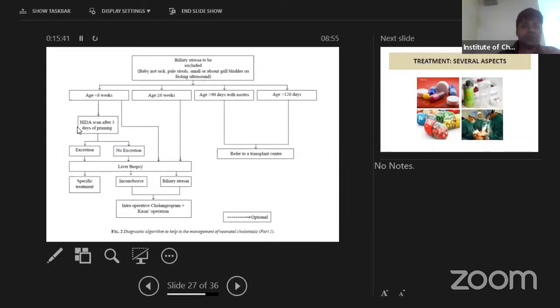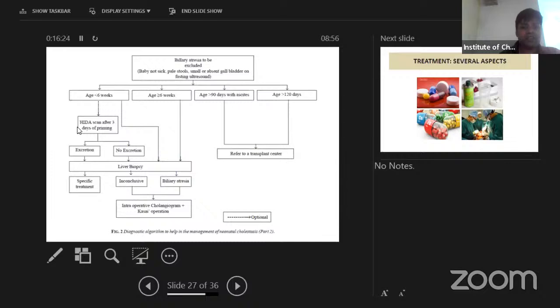If the baby is not sick, with pale stool, and a small or absent gallbladder on the fasting ultrasound, and if age is less than 6 weeks, HIDA scan after 3 days of priming. Whether there is excretion of HIDA or no excretion of HIDA, liver biopsy should be done, and a specific treatment should be started. If the biopsy is inconclusive or biliary atresia is suspected, intraoperative cholangiogram along with Kasai operation should be done.